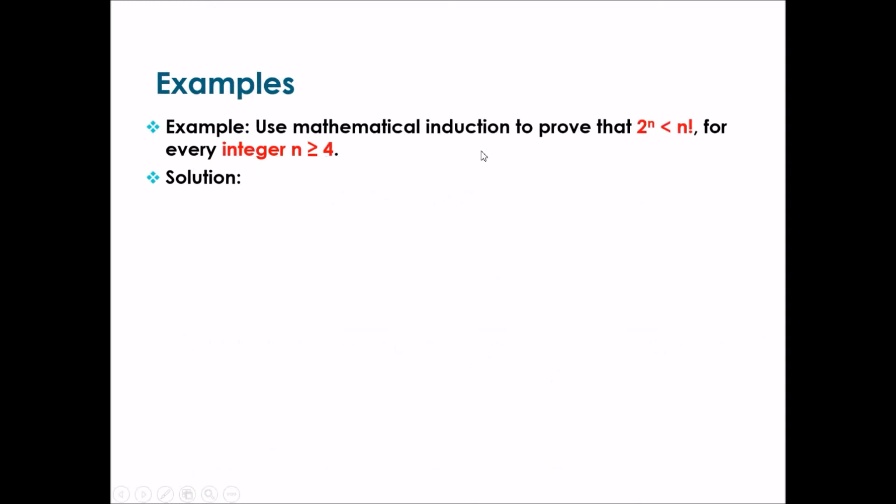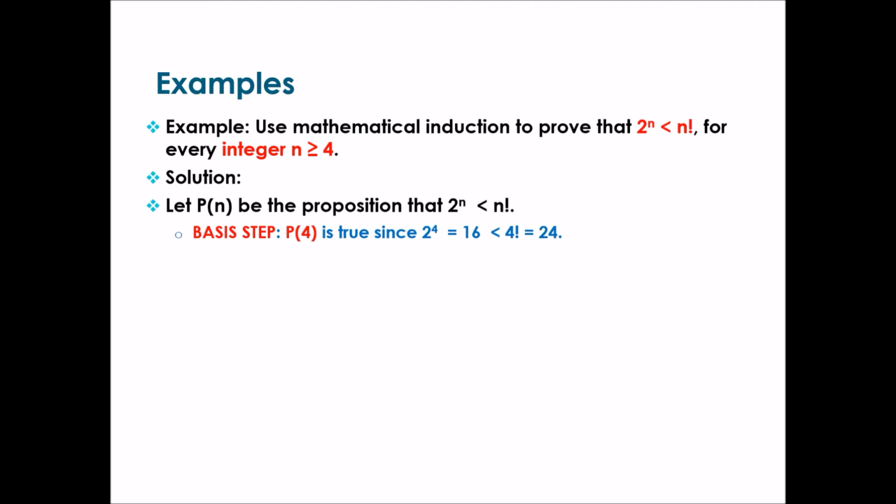Next example, use mathematical induction to prove that 2 to the power n is less than n factorial for every integer n greater or equal to 4. So in this case, our basis step will be P4 because we are starting from n is equal to 4 for every integer greater or equal to 4. So the smallest integer in its domain is 4. So we'll start with 4. So first of all, figure out what is Pn. Pn in this case is 2 to the power n less than n factorial for n greater or equal to 4.